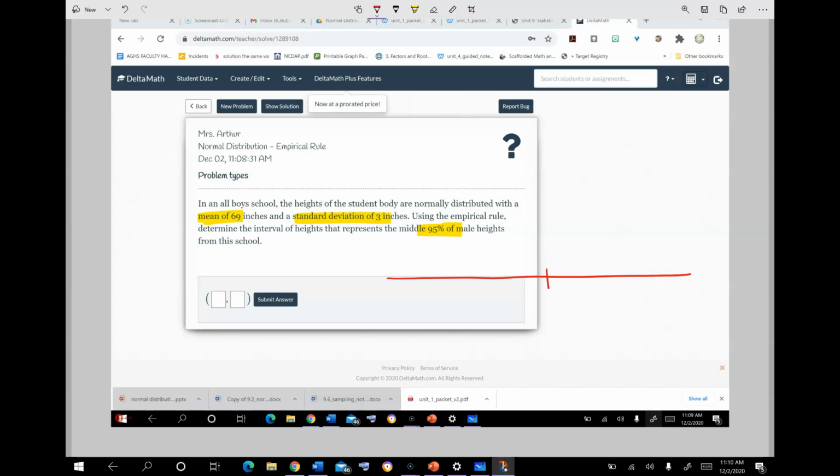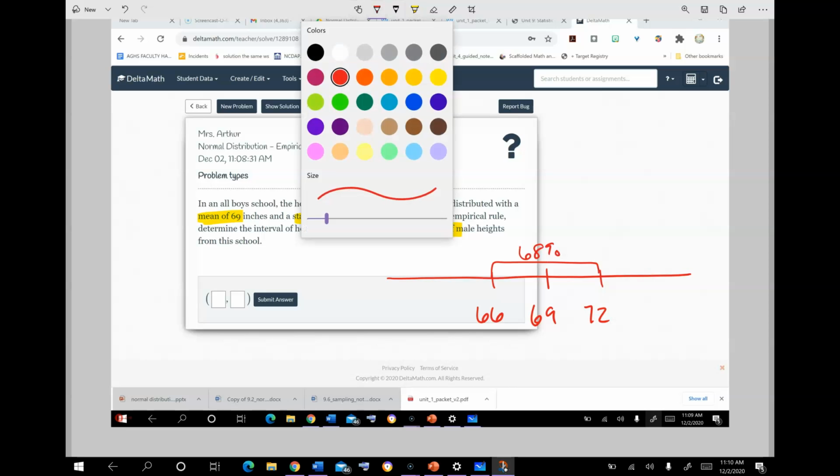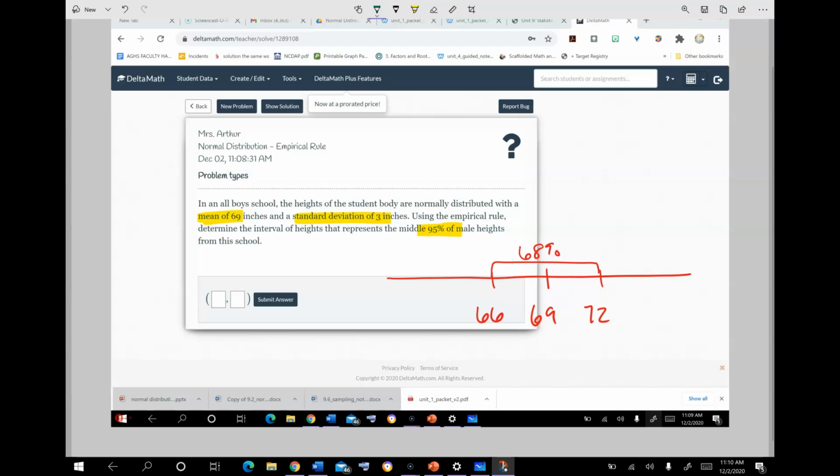So I'm going to draw my line. The mean goes in the middle, so the mean is 69. Now, 1 standard deviation away is where you add the standard deviation, so I'm going to add 3 and I get 72. Subtract 3, and I get 66. But that is 68%. That's not what I want. So I need to keep going, okay? I'm going to do it again. Add 3, I get 75. Subtract 3, I get 63. That is going to be your 95%. So 95% of my data is between 63 and 75.